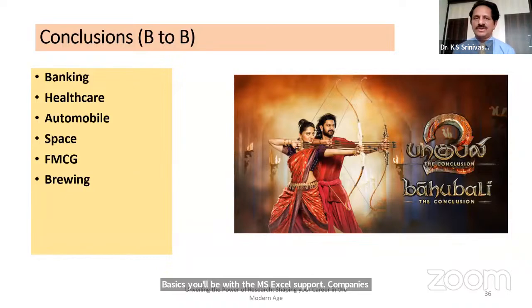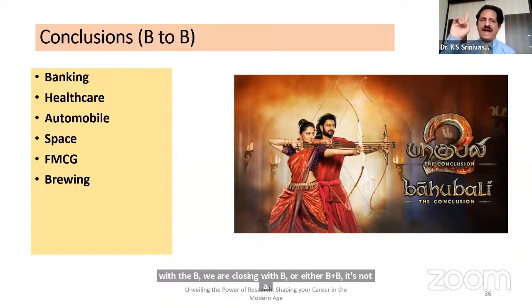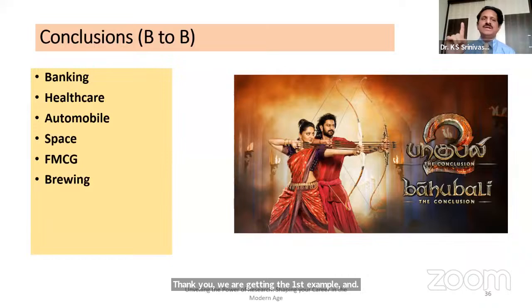Now the conclusion. If you see my conclusion, we started with B, we are closing with B. What is the B and B? It's not BB. Banking, we gave the first example. And healthcare examples we have taken. Automobile company examples we have taken. You remember well? Vanilla ice cream, allergic to GM water. That's a great example we have discussed.